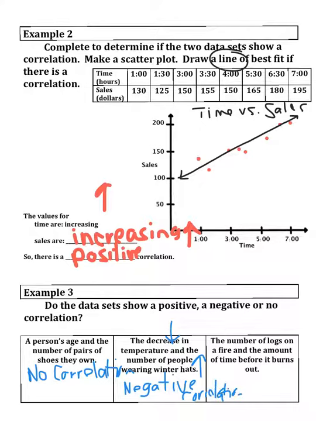And lastly, the number of logs in a fire and the amount of time before it burns out. Okay, so if you take logs off, in other words, if the number of logs went down, the time before it burned out would also go down. If you keep adding logs to the fire, the time before it burns out will also increase. So whether they're both going down or they're both going up, they're increasing and decreasing together. Since they're going in the same direction, we would consider that a positive correlation.